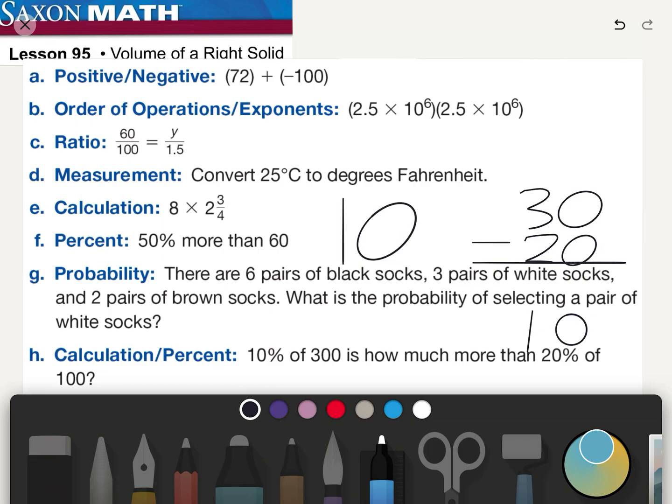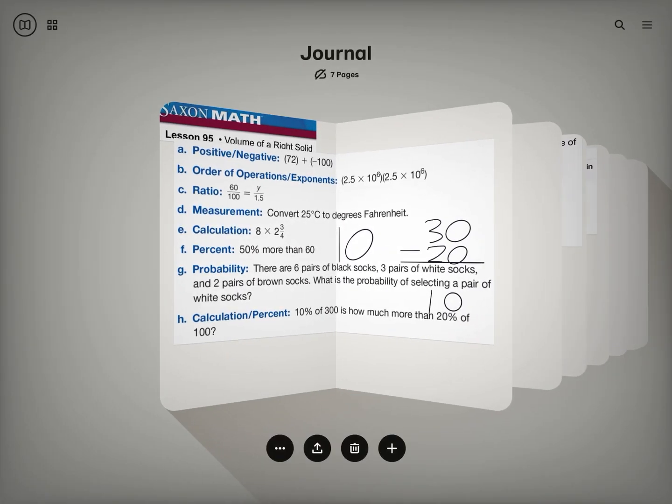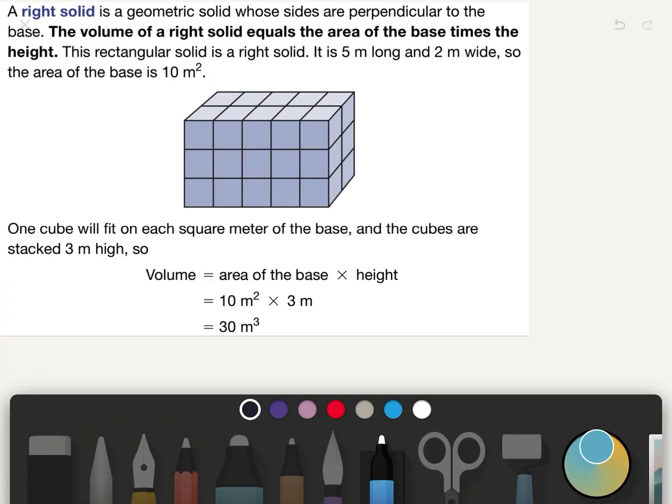All right, so moving along to our lesson of the day. It's very interesting and fun, but starts out with a bit of a mouthful here, so I'm just going to throw this up on the screen. So we're talking about a right solid, a geometric solid whose sides are perpendicular to the base.